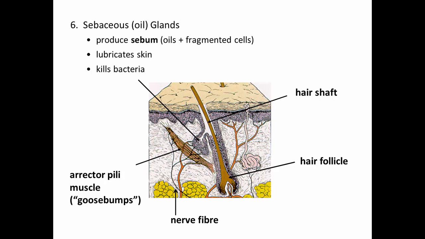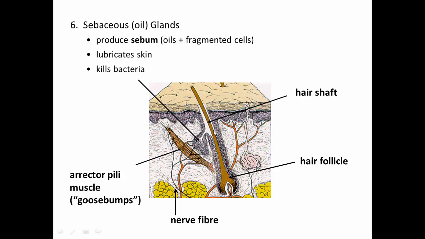We also have oil glands in this layer of the skin. They're called sebaceous glands, and they produce sebum, which is a combination of oil and fragments of cells. The sebum is secreted by the gland, that's indicated by this arrow, and then moves out into the shaft of a hair follicle, and then moves up to the surface of the skin in that pathway, and then it lubricates the surface of the skin. It also has an antibacterial component so that it inhibits the growth of bacteria.